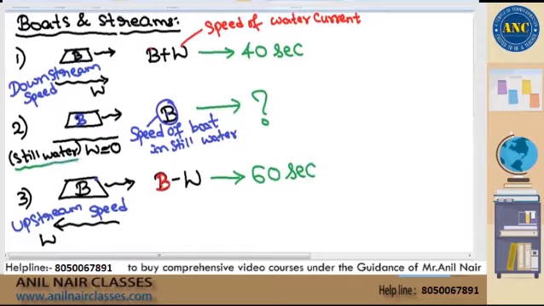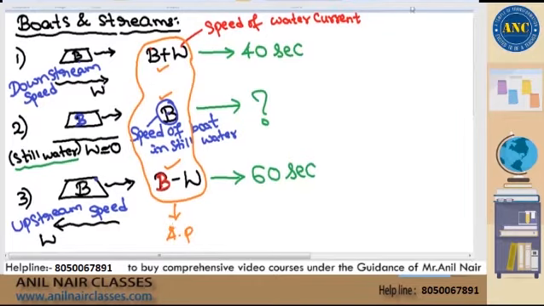Now, very easy way of solving. Observe carefully, sir. B plus W, B minus W. They are in arithmetic progression, because in arithmetic progression we studied A plus D, A minus D. That means B plus W and B minus W are nothing but the speeds. So can I say that speeds are given in arithmetic progression?